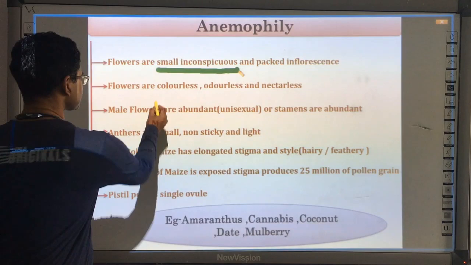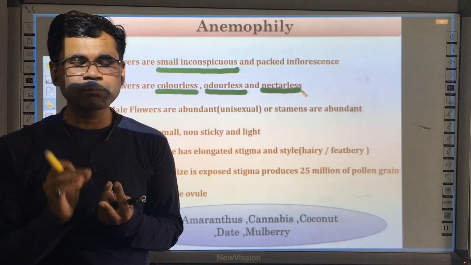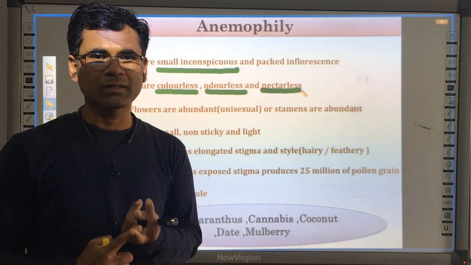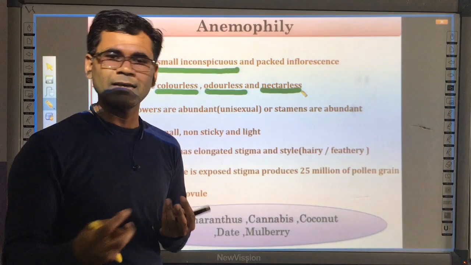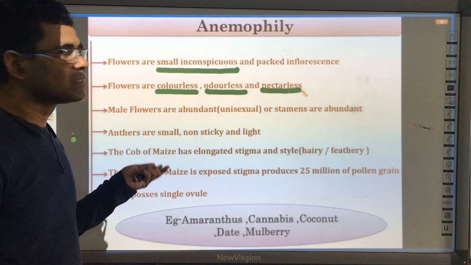odorless and nectarless. The flower does not have any color because color is basically for attraction of insects. The flower does not have any odor or scent because again that is a main characteristic of an entomophilous flower. Here the pollinating agency is wind. Wind can neither smell nor see. So all these adaptations, or nectar, are absent in the flower.